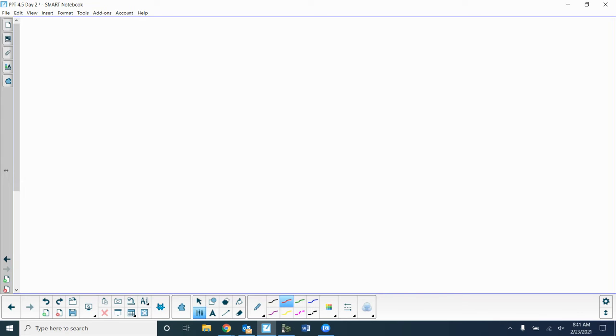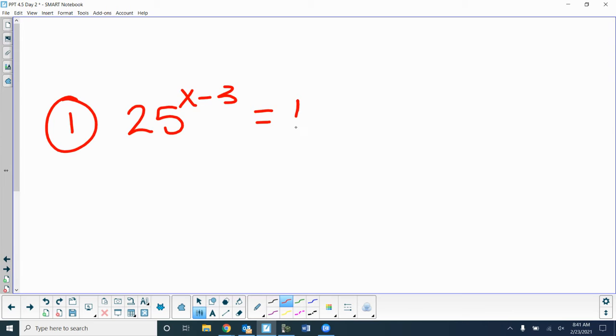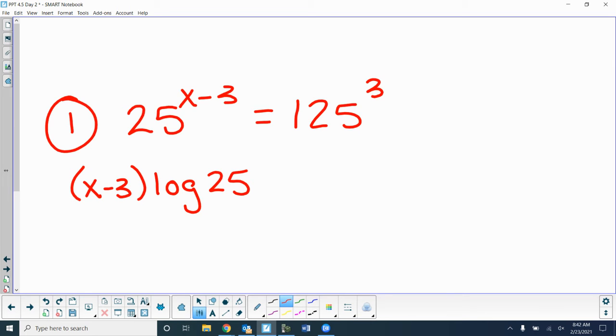All right, so number 1 for your practice quiz was 25 to the x minus 3 power equals 125 to the 3rd power. Again, this one we could rewrite with the same base of 5, okay? But again, I told you, don't worry about trying to figure that out. Just take the log. All right, so we're going to put the x minus 3 in front of the log of 25 when we take the log.